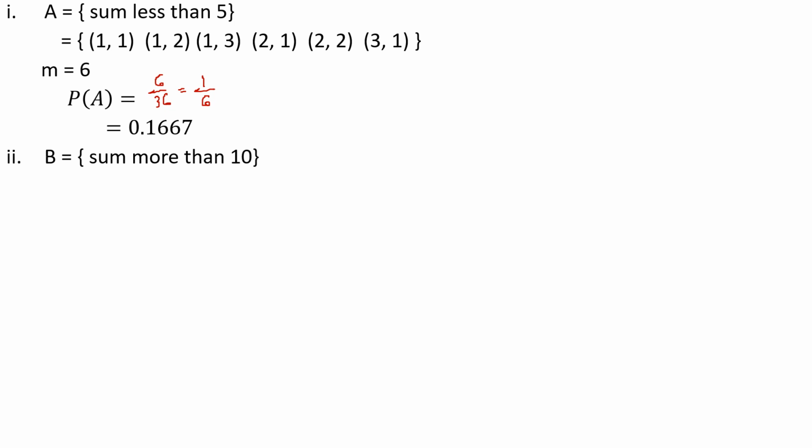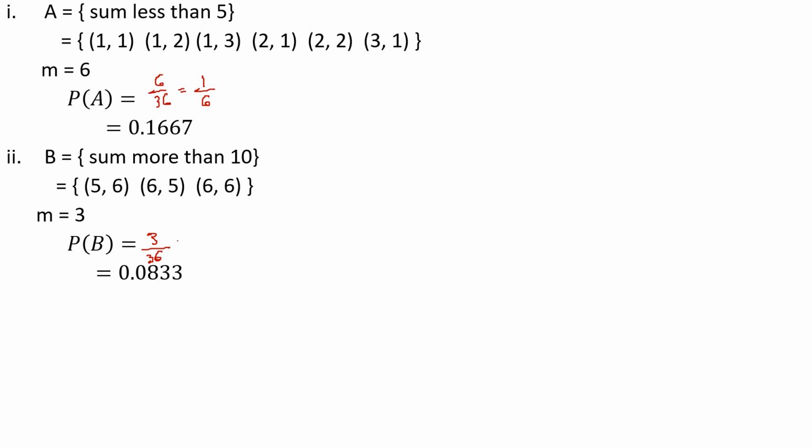Second one, B: the sum should be more than 10. The favorable outcomes are (5,6), (6,5) and (6,6). So 5 plus 6 is 11, 6 plus 5 is 11, 6 plus 6 is 12, more than 10. So there are only 3 possible outcomes. Therefore, probability of B will be equal to 3 divided by 36. It is 1 by 12, 0.0833.